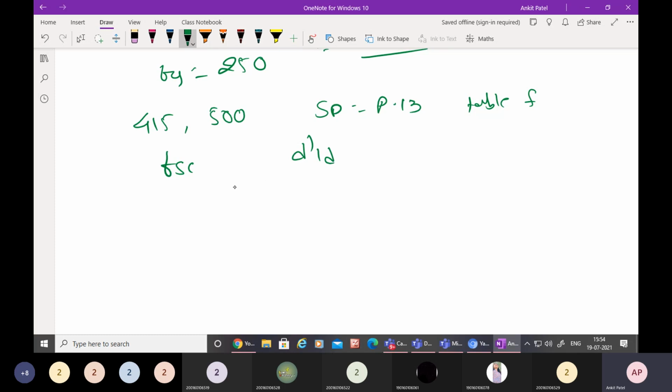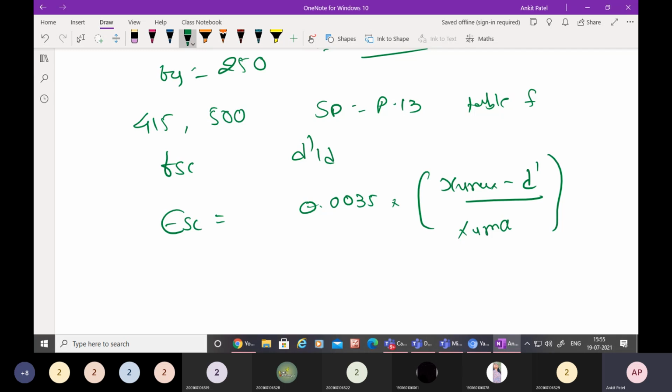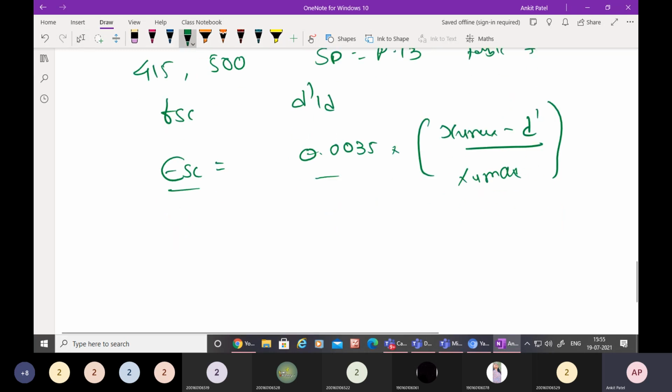If you want to derive the value of FSC, I'm going to give you a hint. First of all, you need to calculate the value of strain, and strain can be calculated with the help of this equation. This is also given in IS 456 page number 96. That is epsilon SC equal to 0.0035 into (XU max minus d dash) divided by XU max. With the help of epsilon SC, you will get the strain.